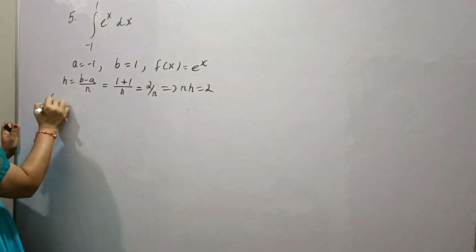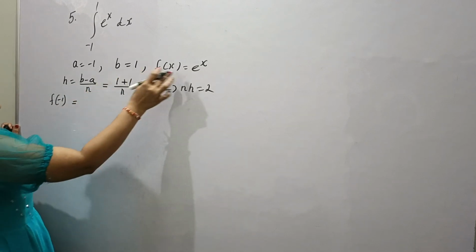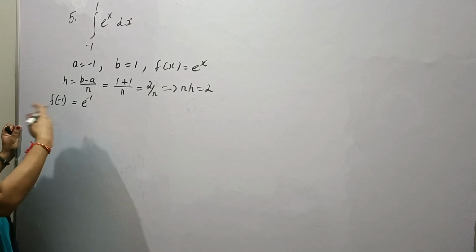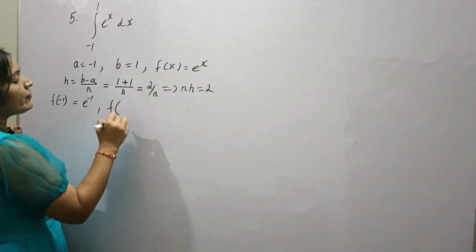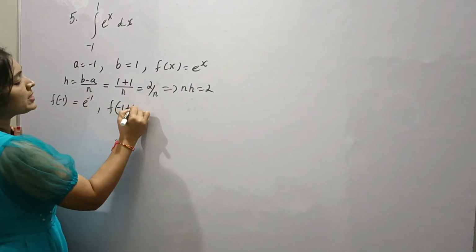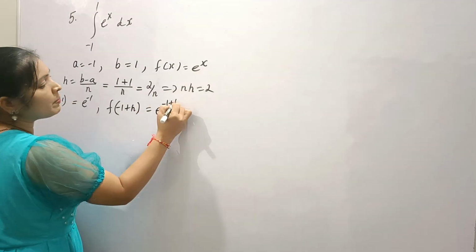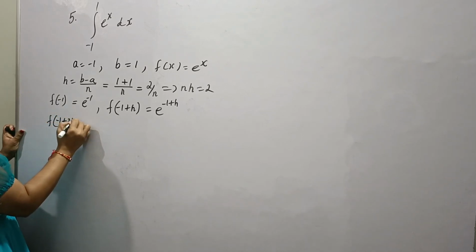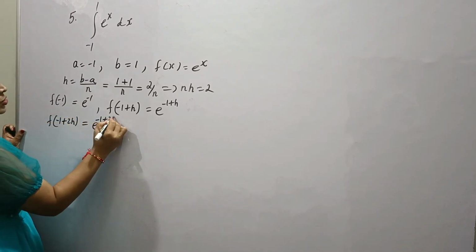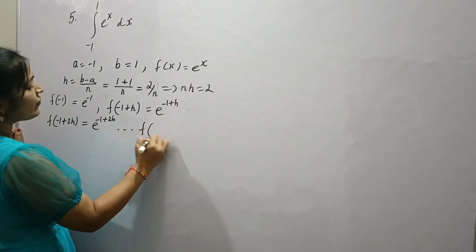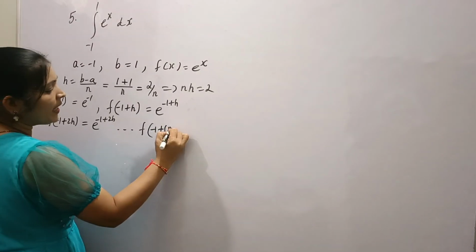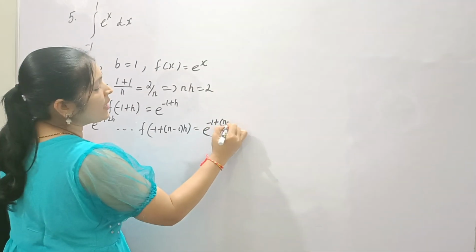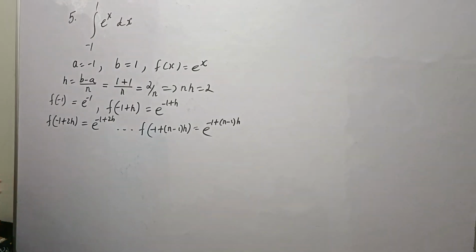Okay. Now let's find f of a, that is f of minus 1, that is equal to e raised to minus 1. f of x is equal to e raised to x, therefore f of minus 1 is equal to e raised to minus 1. Next we will find f of a plus h, that is minus 1 plus h, that is equal to e raised to minus 1 plus h. Okay. Next f of a plus 2h, that is minus 1 plus 2h, that is equal to e raised to minus 1 plus 2h. Okay. Etc. f of minus 1 plus n minus 1 into h, that is equal to e raised to minus 1 plus n minus 1 into h. Okay. Now let's substitute.